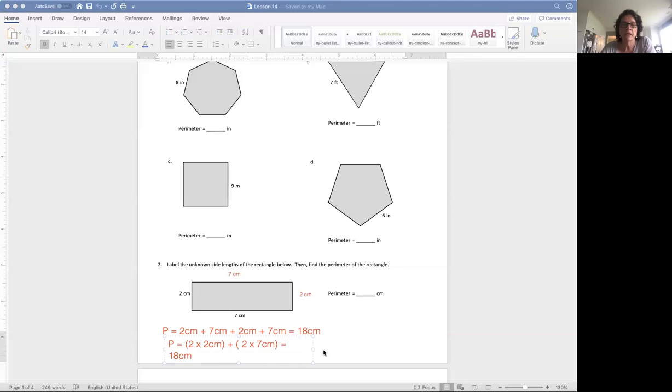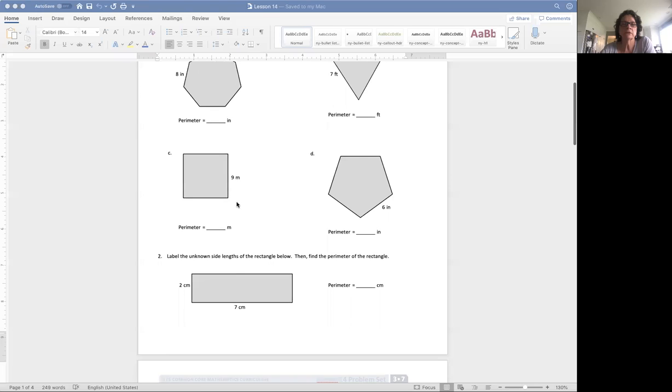So 2 different ways for you to find the answer, boys and girls. Whatever way makes the most sense to you. I kind of like to use the multiplication and the parentheses to show what I'm doing. What does the 2 times 2 centimeters represent? The 2 short sides. What does the 2 times 7 centimeters represent? The length of the 2 longer sides. All right, now we're going to go into some word problems. I'm going to clear my board and we'll go on to the next page.